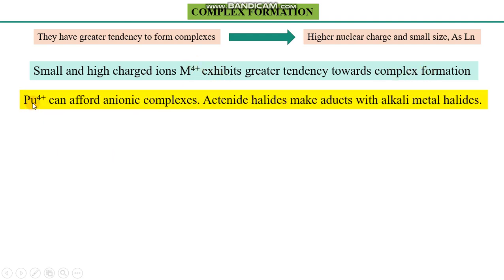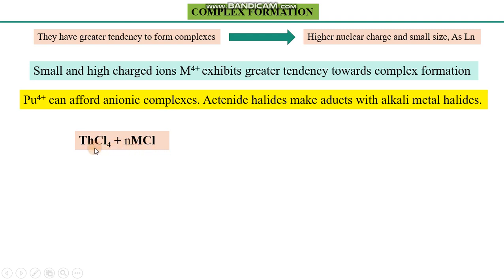Now, small, highly charged ions, for example plus 4, exhibit a greater tendency toward complex formation. Plutonium is a specific example which affords anionic complexes. This anionic complex formation was a characteristic of the actinide series which was not observed for lanthanide complexes. So actinide halides make adducts, while lanthanide halides were not able to make adducts with alkali metal halides.